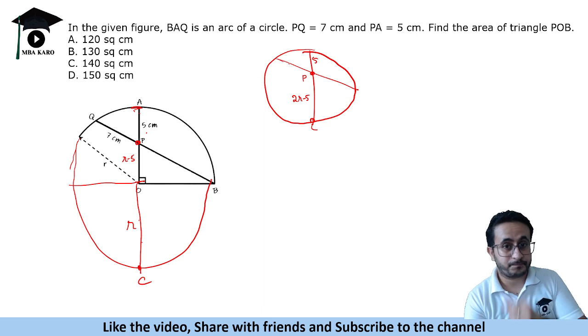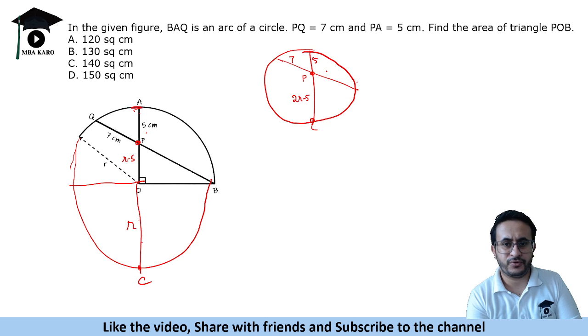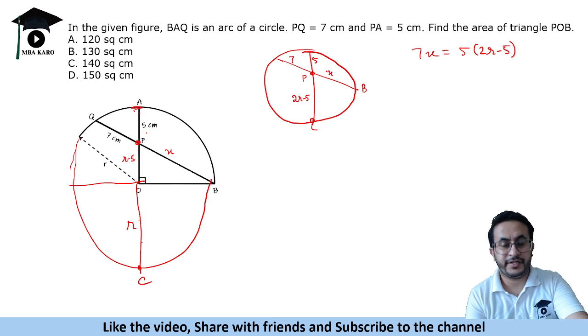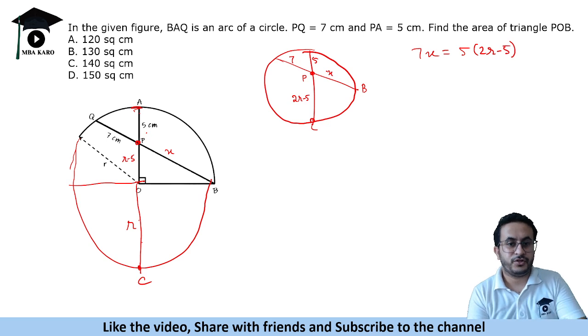And this is 7, this distance is not known. Okay, so let us say this distance is x. Okay, so x into 7, 7x is equal to 5 into 2r minus 5. So that is what we will get as the chord intersection theorem.